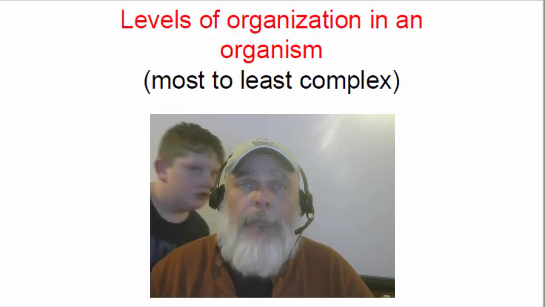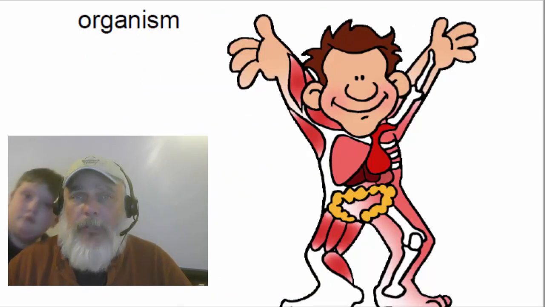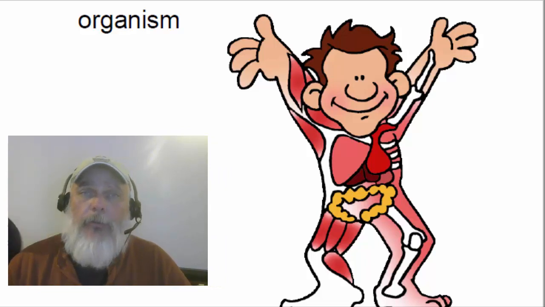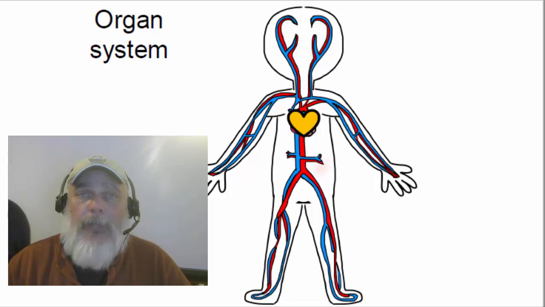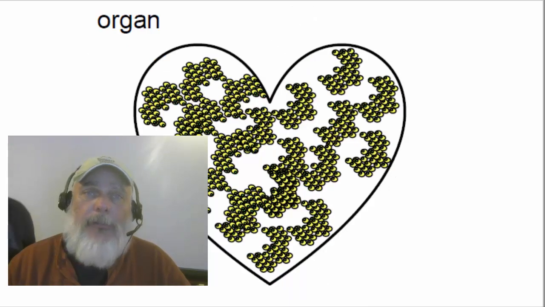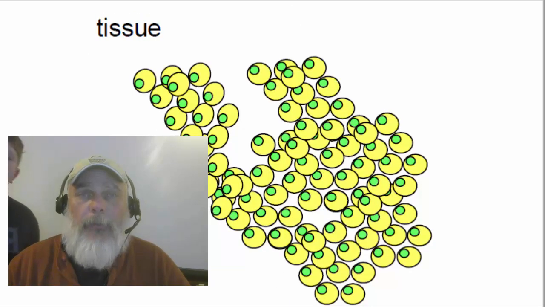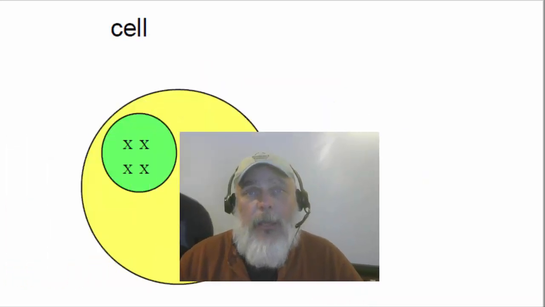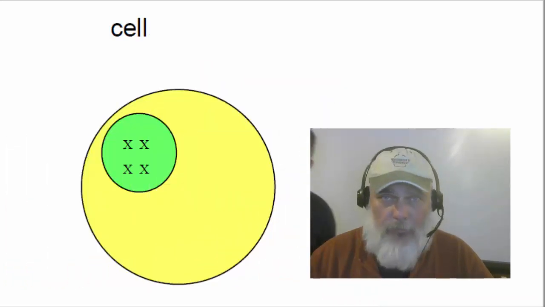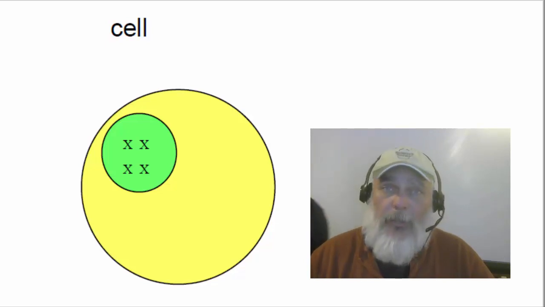Let's get started with a real quick review about levels of organization. Organisms are going to be the most complex, like you and me. Organisms are made up of organ systems, and those organ systems are made up of organs, and of course, organs are made up of tissues. Like in this case, the heart is made up of cardiac muscle tissue. And then all those little circles there, those are called cells.